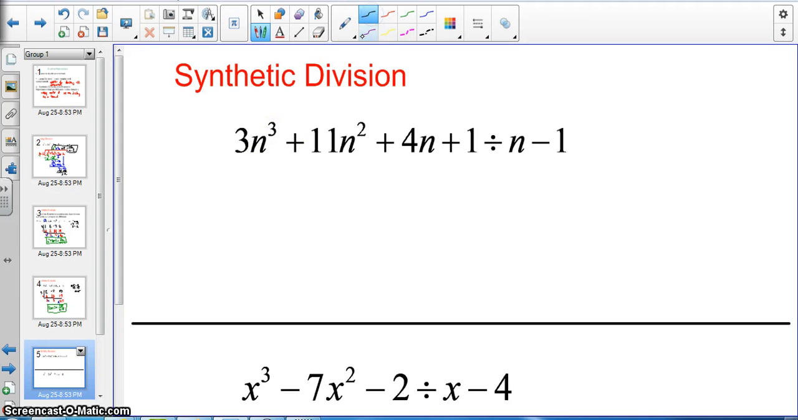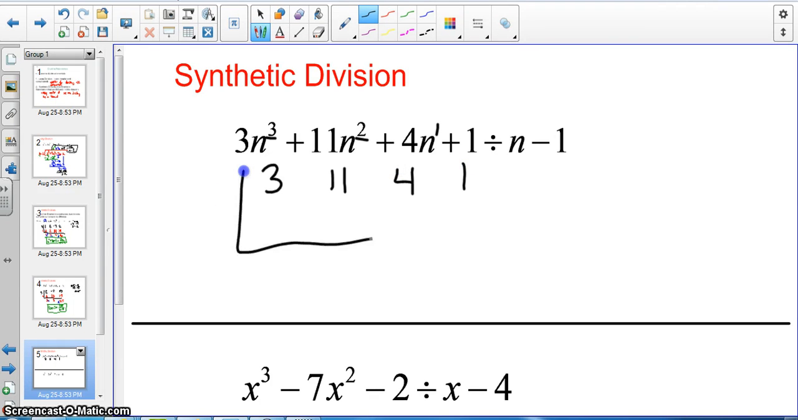So this one, 3n to the third, minus 11n squared, plus 4n plus 1. Do you have all your terms? 3, 2, 1, 0, yes. So 3, -11, 4, and 1. Now I'm going to evaluate this when n minus 1, so I have to add 1 to both sides, so I'd evaluate it when it's a 1. Bring down your first term. 3 times 1 is 3. Combine these, you have -8.